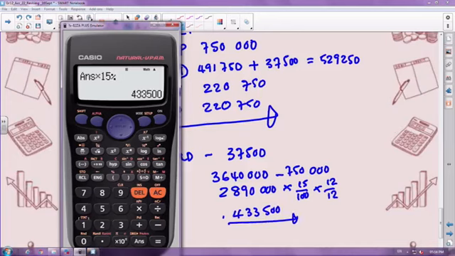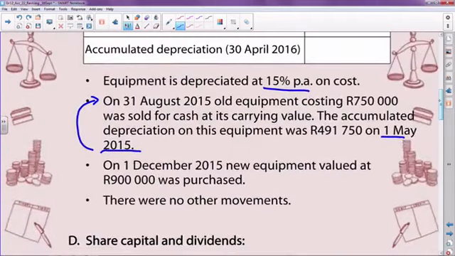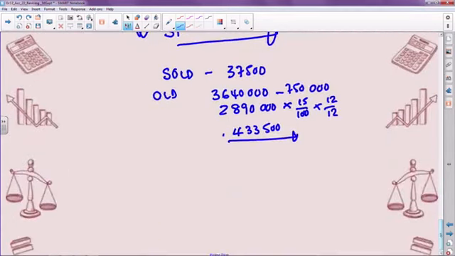Right. Did you purchase new equipment? Let's check it out. On the 1st of December 2015, new equipment valued at 900,000 Rand was purchased. Therefore, I now have new equipment. Let's sort out the new equipment. 900,000 times 15 over 100, which is my rate. Remember, amount, rate, and time.